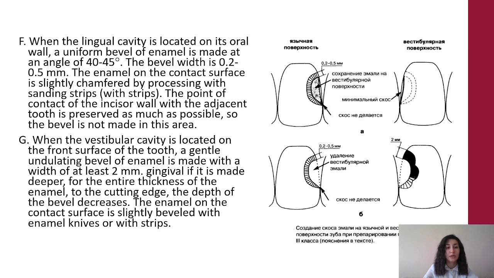When the vestibular cavity is located on the front surface of the tooth, a gentle underlying bevel of enamel is made with a width of at least 2 millimeters. At the gingival edge, it is made deeper, for the entire thickness of the enamel. Toward the cutting edge, the depth of the bevel decreases. The enamel on the contact surface is slightly beveled with enamel knives or wire strips.